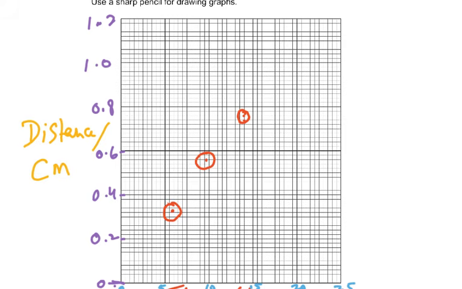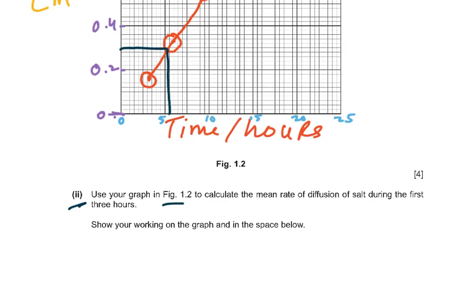And then of course, somewhere here, I'm not doing the correct plotting. And then you have to join the points. The best way is with the ruler, joining point to point. But you can do a curve as well. Both are allowed. Either you do it with a ruler, point to point with straight lines, or connect with a curved line.